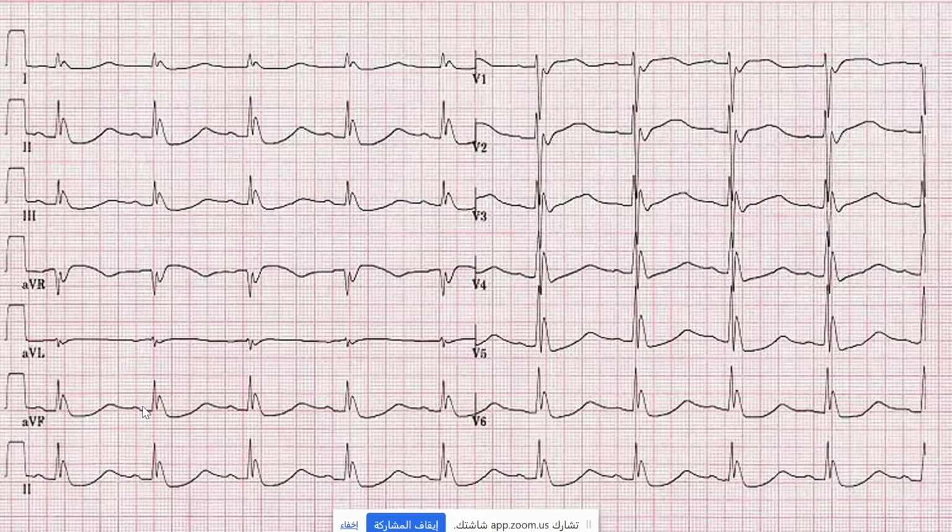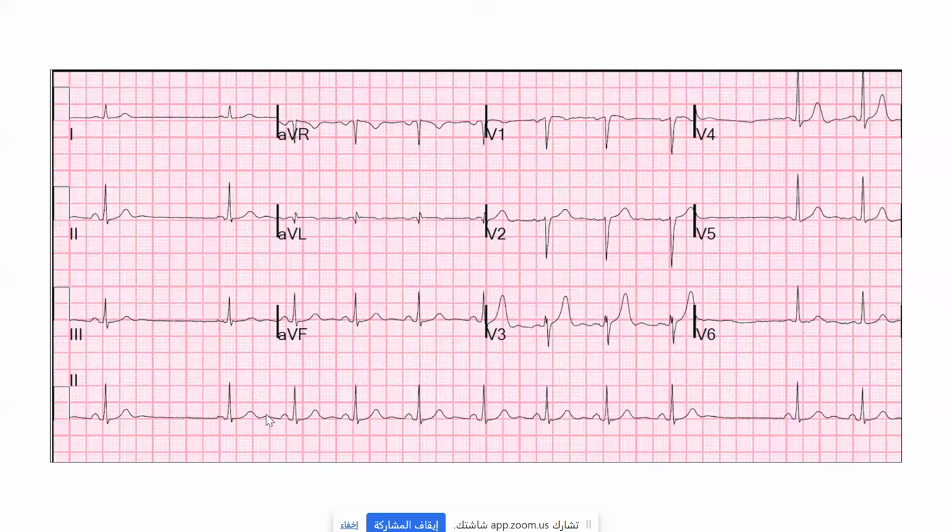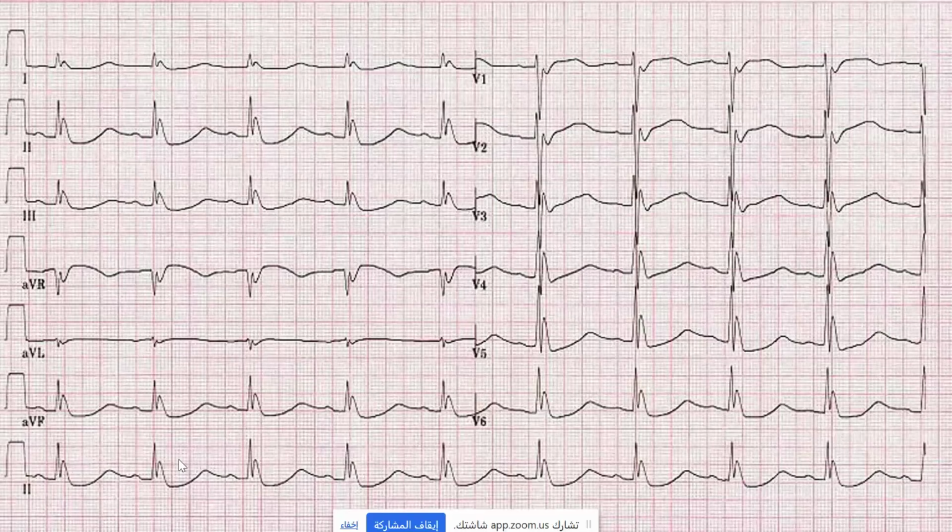So what else? Then we see sloping in the T wave, down sloping. There is something very weird. So the rhythm is sinus, isn't it? Yes, we have sinus. But which sinus? Normal sinus rhythm, sinus bradycardia, or sinus tachycardia? Bradycardia. So sinus bradycardia with borderline prolonged PR interval.